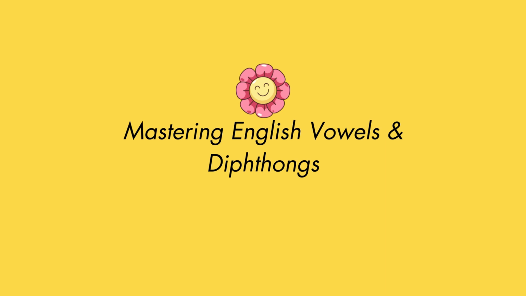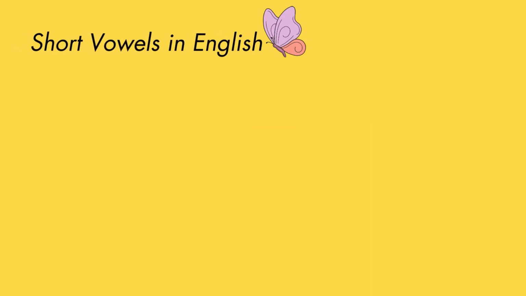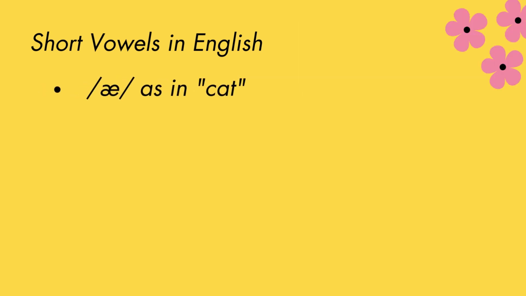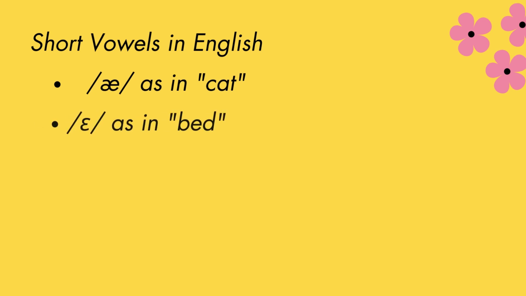Let's dive in. Let's start with short vowels, which are quick, single sounds. Here are the main short vowels you'll hear in English, with example words to help you remember them. Repeat after me to practice each sound. The first is A, as in cat. This sound is made by opening your mouth wide, almost like you're smiling a little. Repeat. Cat. Next is E, as in bed.